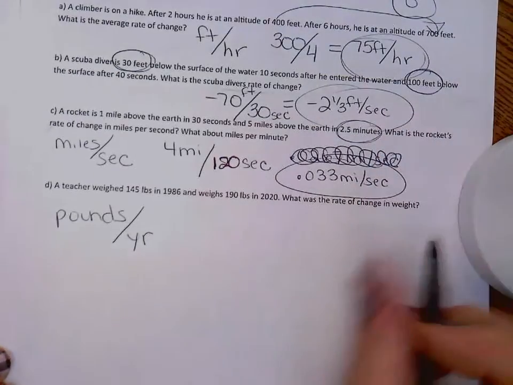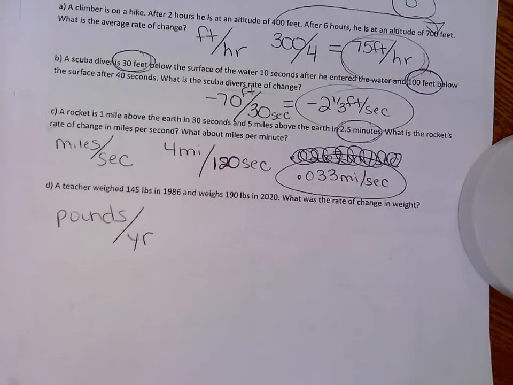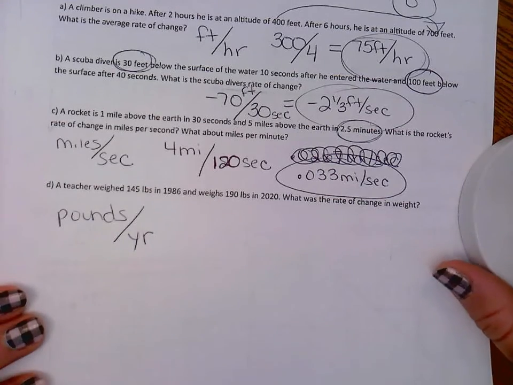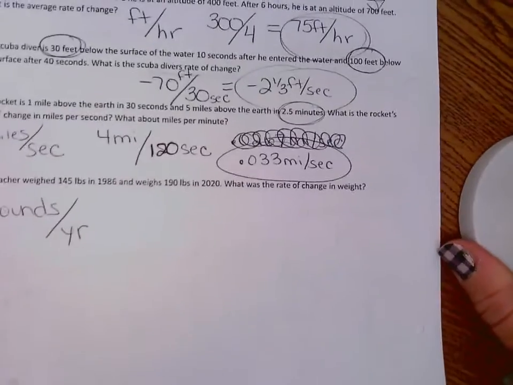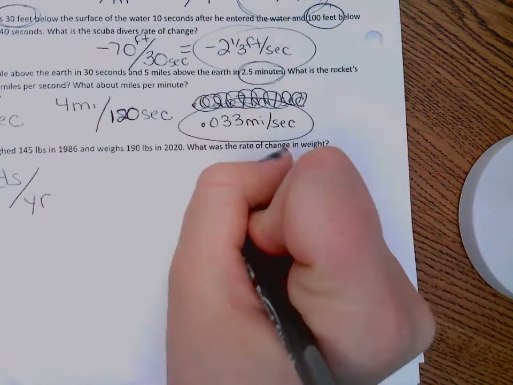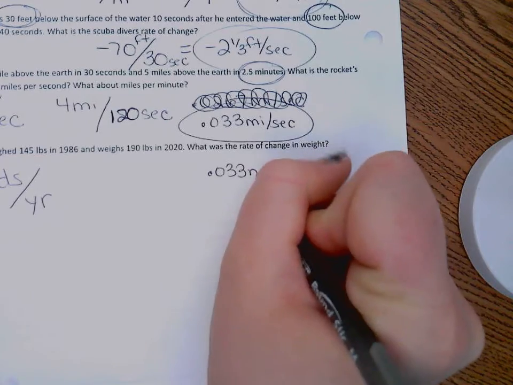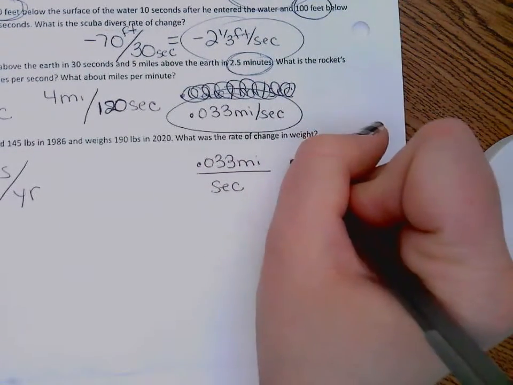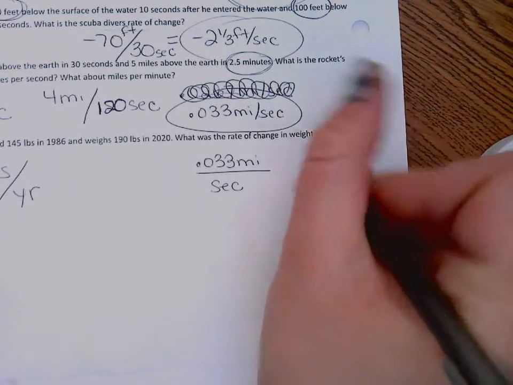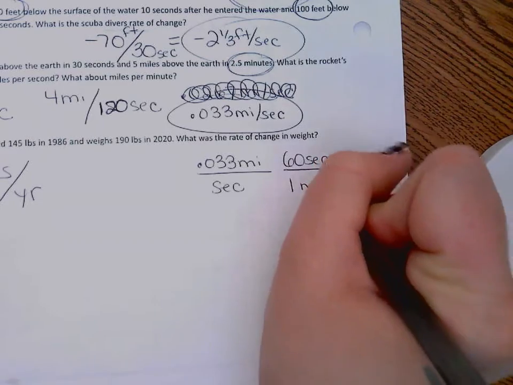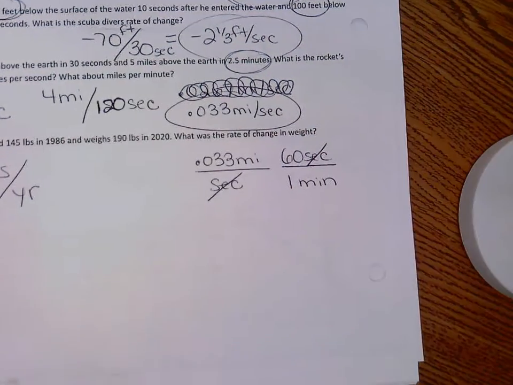So to figure out how many miles per minute, wouldn't we have to multiply that times 60 seconds in 1 minute? Have you guys looked in science at unit conversions? So 0.33 miles per second. A unit conversion is when you multiply an equivalency, that there are 60 seconds in 1 minute, so that your second units cancel each other out.